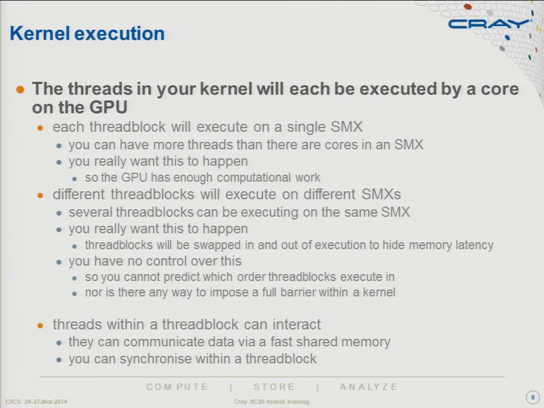So there's no interaction between the different thread blocks. You can have interaction within one thread block that's on a single SMX. They can interact by communicating data, and you can synchronize at that level. You can't have a global barrier, but you can have a barrier within a thread block.